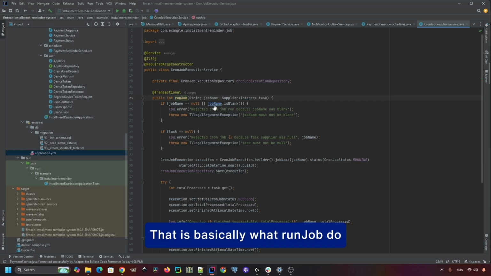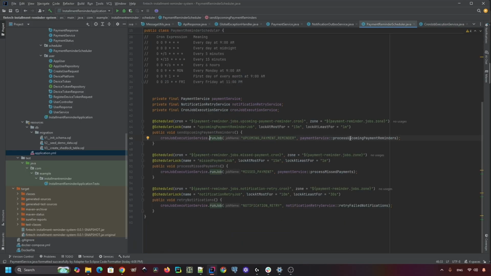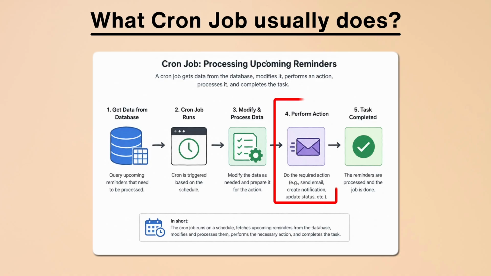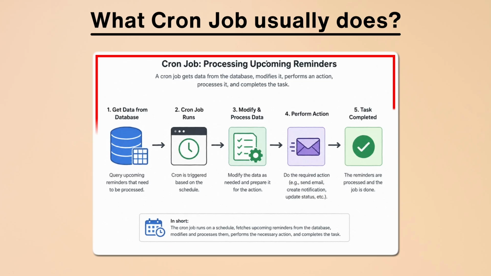That's basically what a cron job does. So what happens in the processing of upcoming reminders? The cron job usually gets some data from the database, modifies it, and does some kind of action with it, processes it, and basically the task of the job is done. This is what usually happens when we're working with cron jobs.